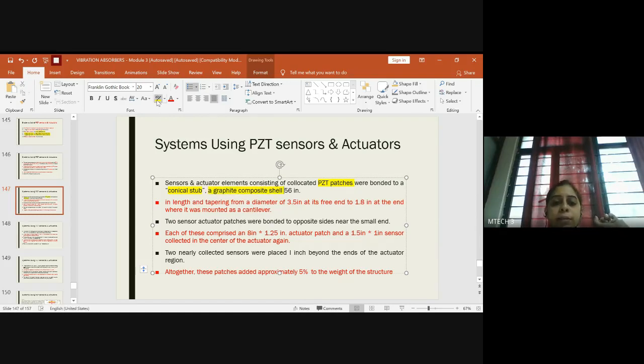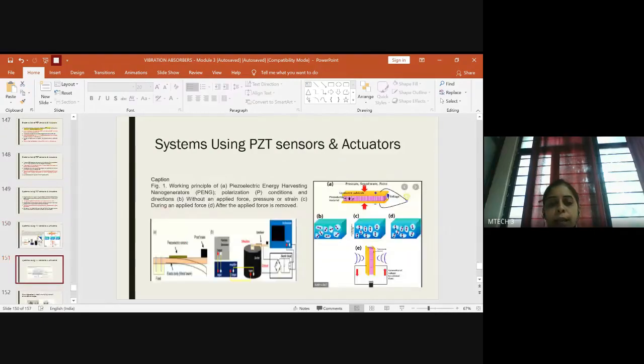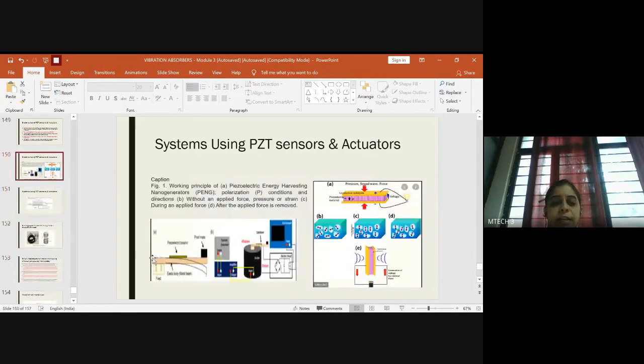So what was the material used for the conical stub? It was a graphite composite shell of 56 inches. So this was the material and its dimension that he used. And you need a length and tapering from a diameter of 3.5. So what is this? Because you need a cantilever. On a cantilever beam, you can apply the PZT patch. I showed you a diagram of how a cantilever beam looks. So this is a cantilever on which you need to apply a piezo patch.